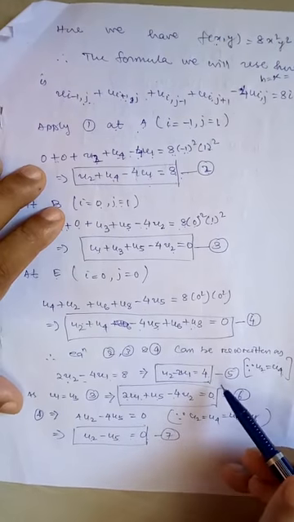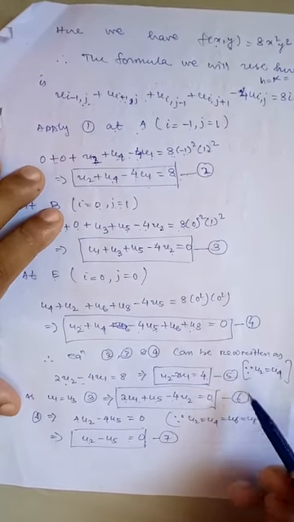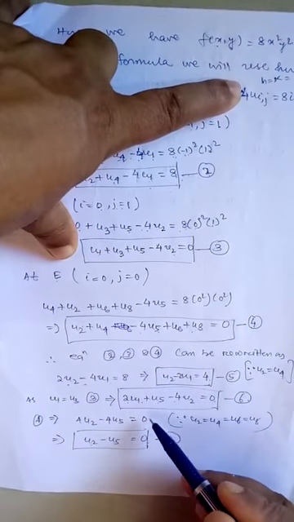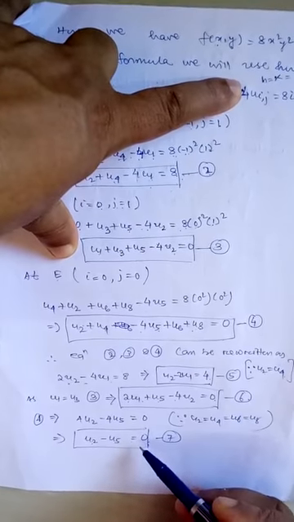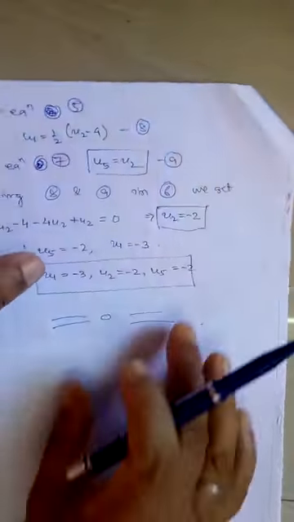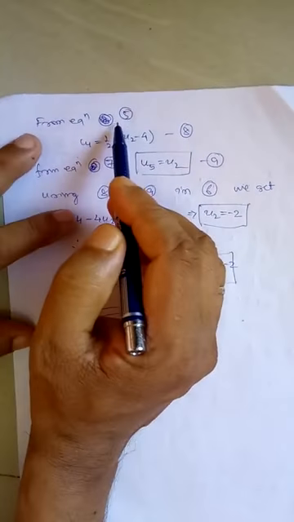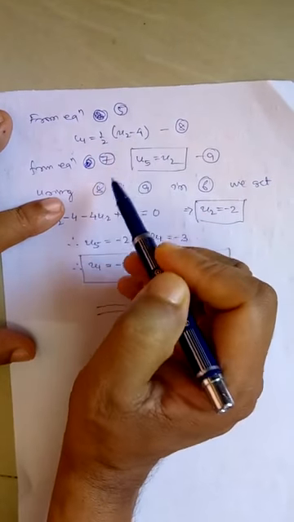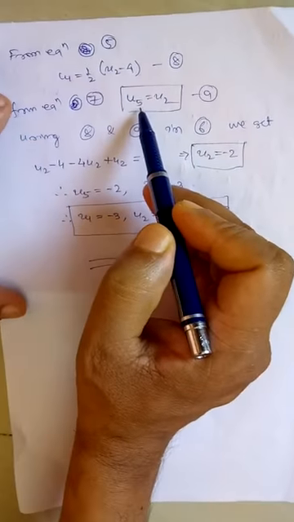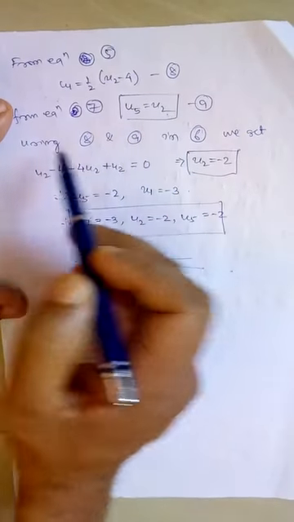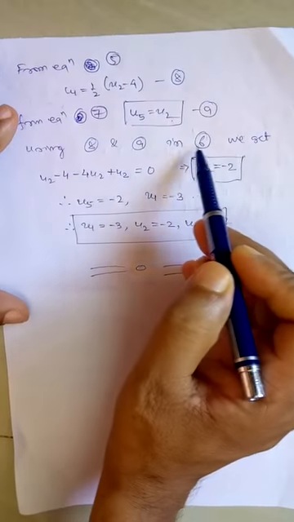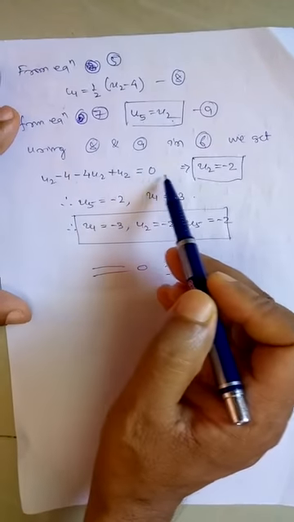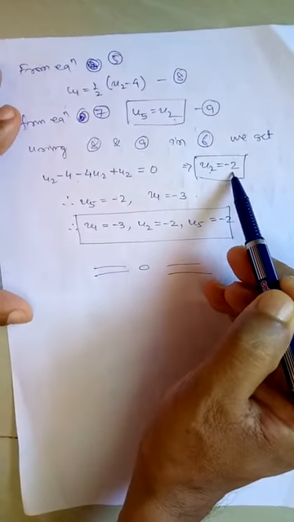Now we have three relations 5, 6 and 7 and three unknowns u1, u5 and u2. So we can solve it like this. From equation 5 we can have u1 as 1 by 2 into (u2 minus 4). From equation 7 we can have u5 equal to u2. Using 8 and 9 in 6 we get u2 minus 4 minus 4u2 plus u2 equal to 0, and so u2 equal to minus 2.